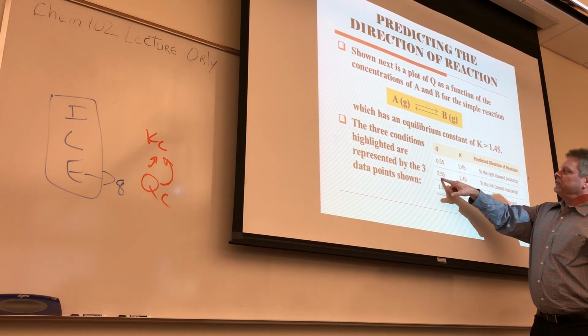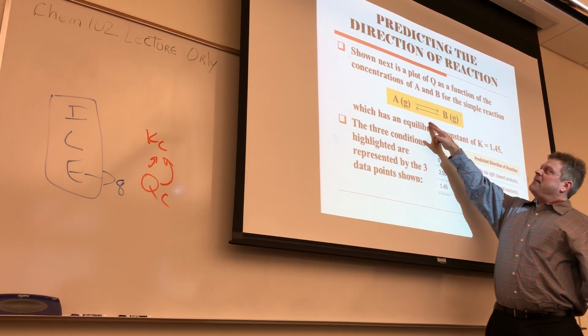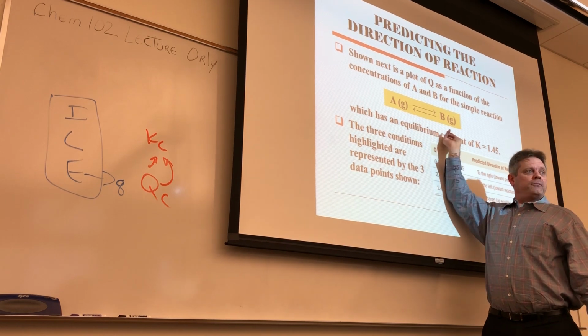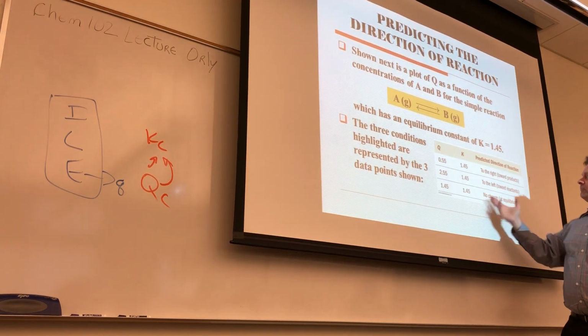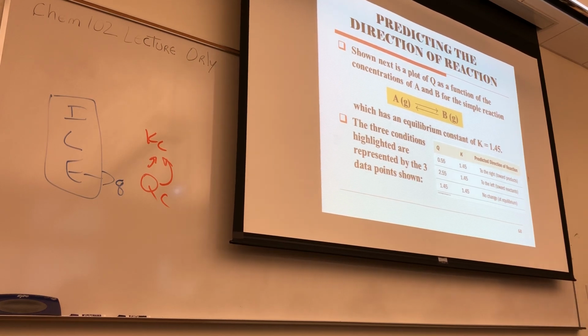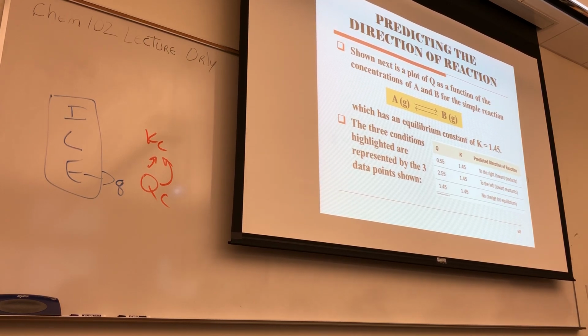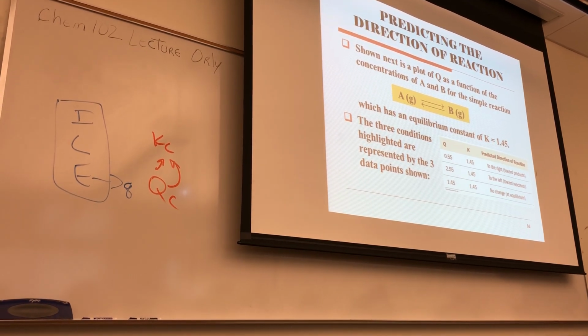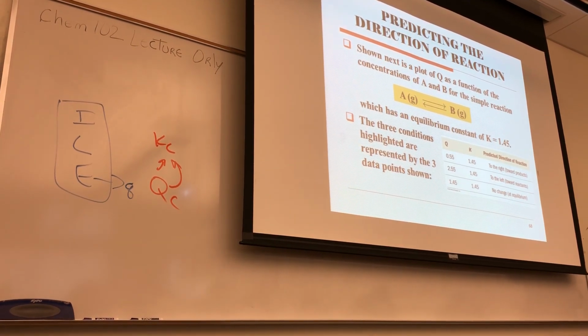If Q is larger than K, that means that I have more of this than necessary for the equilibrium. It's now going backwards. Okay? And if they're equal, I'm at equilibrium. There's not going to be any change in concentration from either side at that moment. Doesn't mean that they're not in a dynamic equilibrium where they're still moving forward and backwards. They're just doing that at the same rate, right?